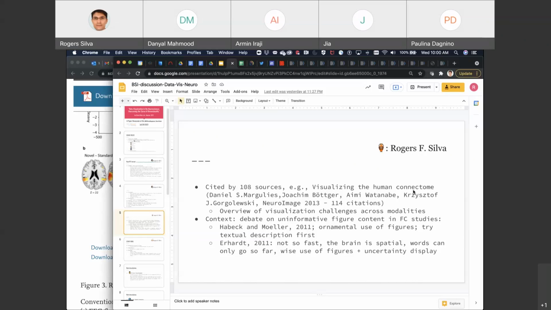And just before this paper, there was a debate between Habeck, Muller, and Erhardt. Habeck and Muller were saying that figures were mostly ornamental in neuroscience, especially regarding connectivity matrices and some of the brain images, and they were recommending just textual description because of that. And Erhardt came by and said, not so fast. The brain is spatial, and words can only go so far. So if you use your figures wisely and display uncertainty, they become much more interesting and convey a lot more information that you couldn't describe with just words.